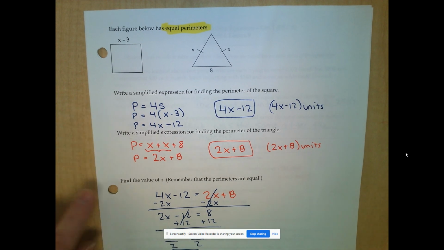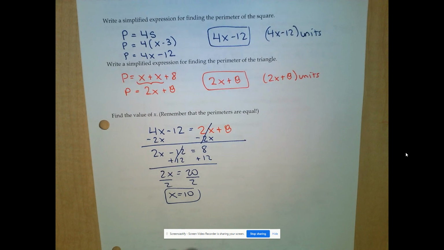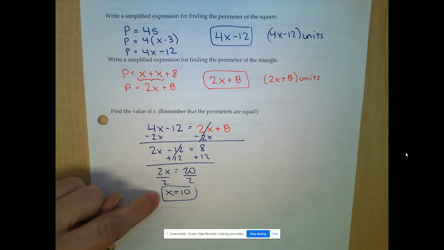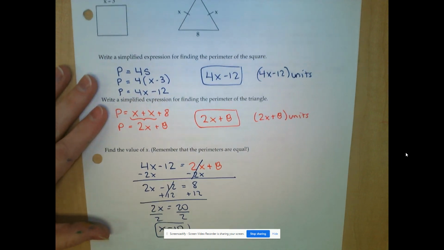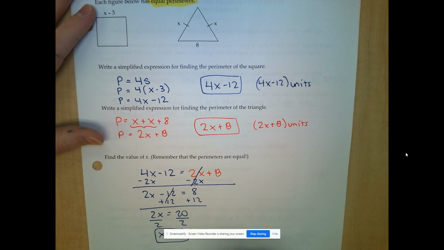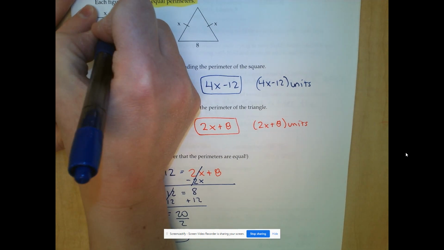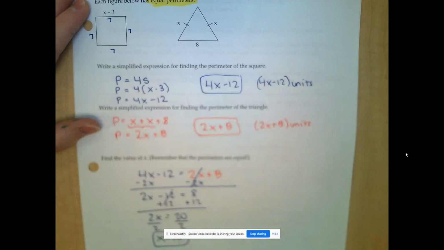Now, it said find the value of x. At this point, sorry, I went off the screen a little bit. At this point, I am technically done. The question asked us to find the value of x. If, however, and I've seen this a lot on standardized assessments, you were asked not just to find the value of x, but to find the perimeters or the side lengths, what you would need to do is take that x equals 10 and go back and say, okay, if x equals 10, 10 minus 3 is 7. All of the sides of the square would be 7.